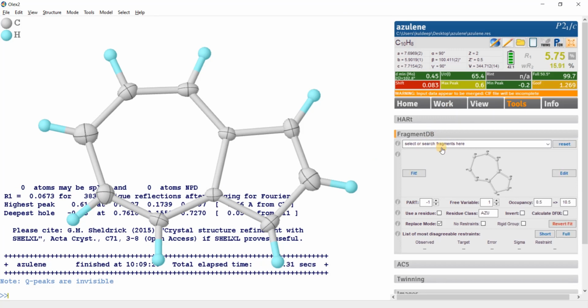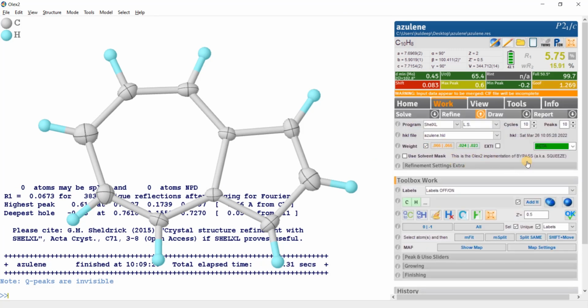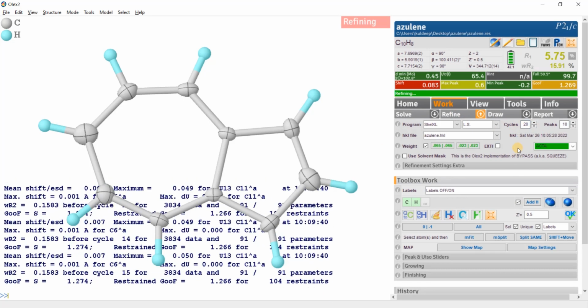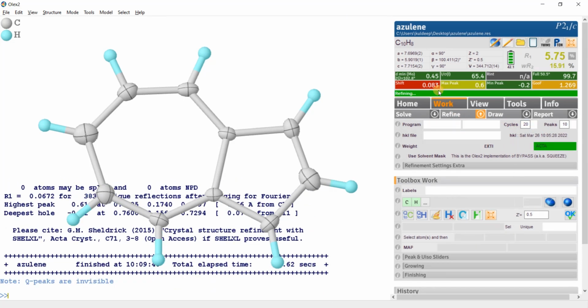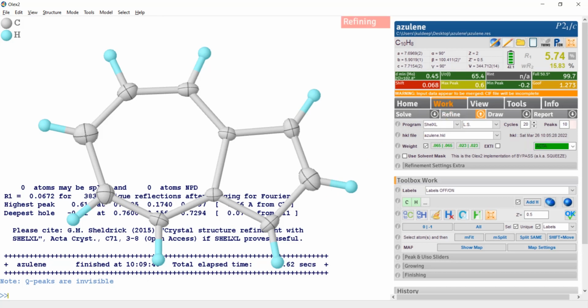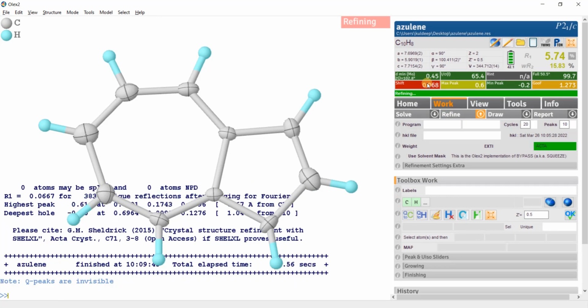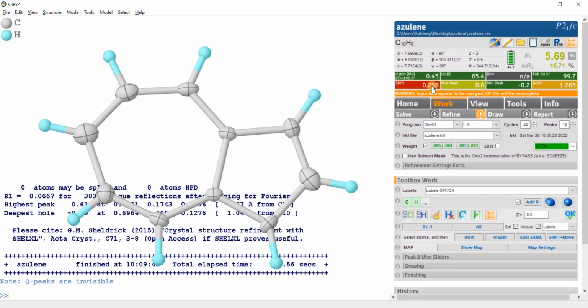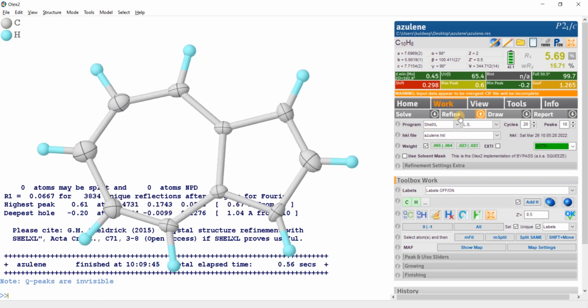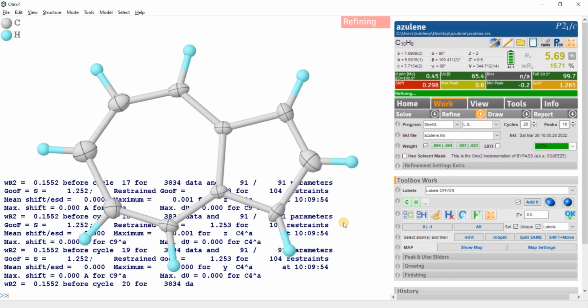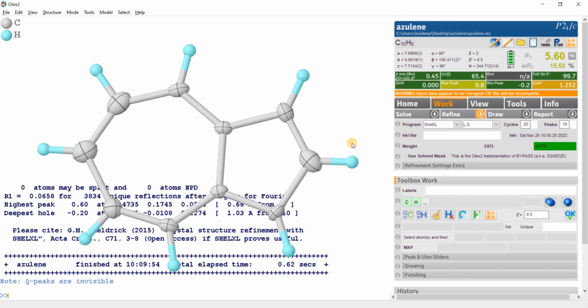Okay, let's come to work, and then everything seems to be nice. Let's increase the cycle to 20 for the easy and quick convergence. It is fluctuating a little bit, but okay, it will settle down. Yes, this carbon atom is fluctuating. Okay, no problem. Refine some more times, it will definitely get 0.